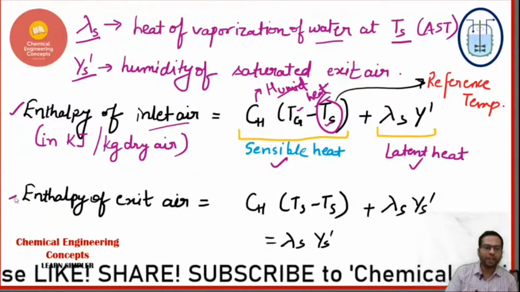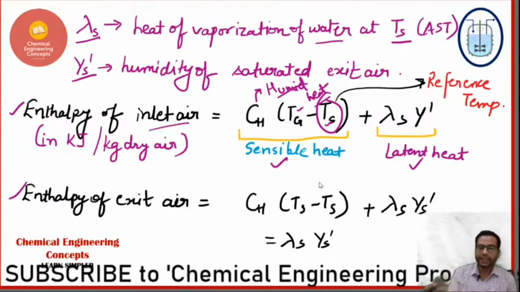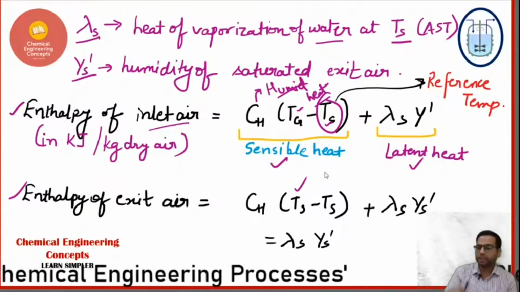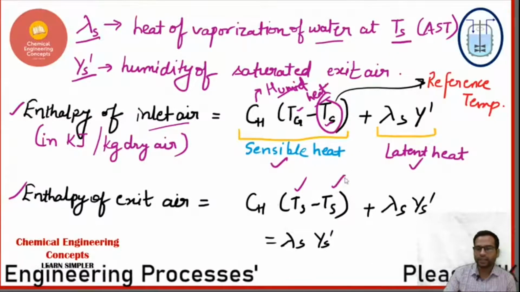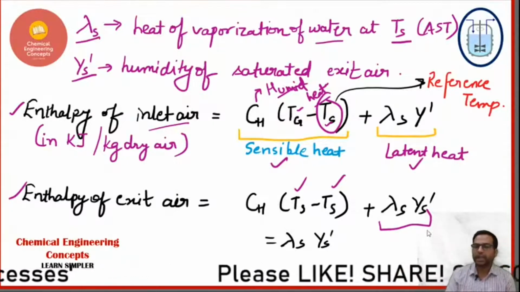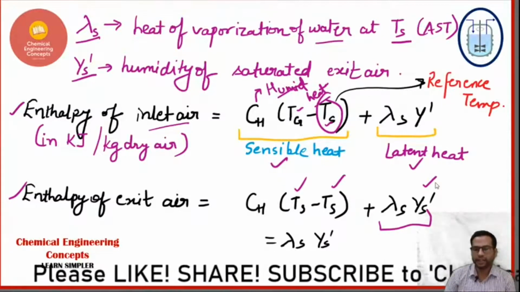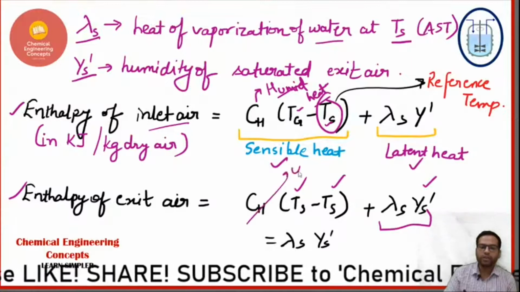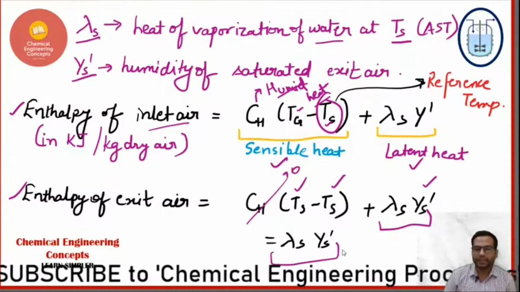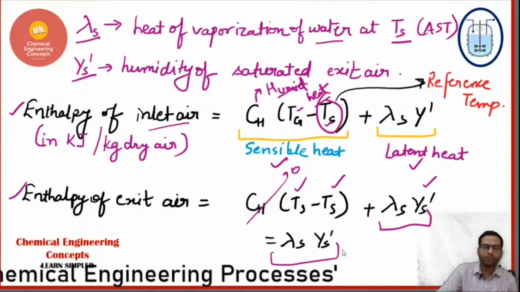Now the enthalpy at the exit of the air will be this. So at the exit the temperature will be Ts, and the reference temperature, as I already told you, we have taken as Ts, and this will be the same, but the humidity here changes and will become Ys dash because we have the saturated condition at the exit, and this first term becomes 0. That means we have lambda s Ys dash as the enthalpy at the exit of the air. Let's move further.